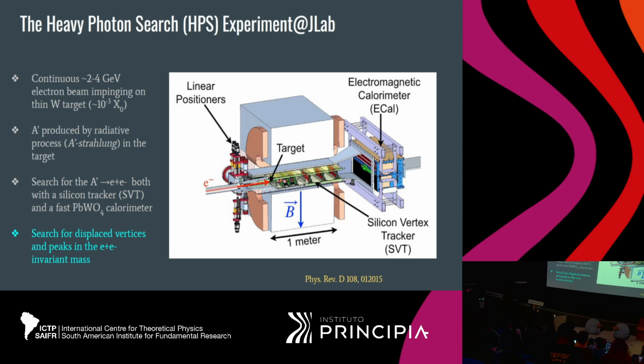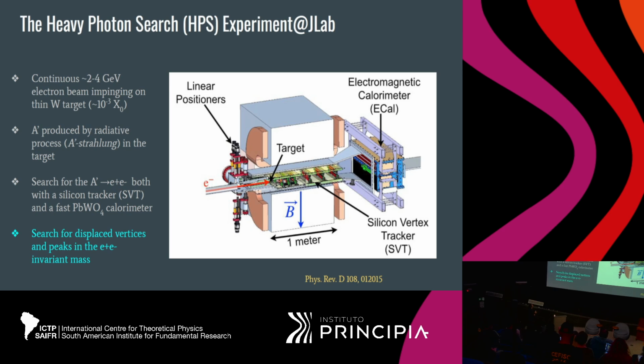So this is basically a very compact spectrometer which aims to both detect displaced vertices produced by the decay of dark photons produced in a thin target where an electron beam impinges, and also the peak in an invariant mass spectrum from the detection of the electron and positron inside an electromagnetic calorimeter. The energy range for such an experiment is fairly low compared to collider energies, so we're talking about energies between 2 and 4 GeV.